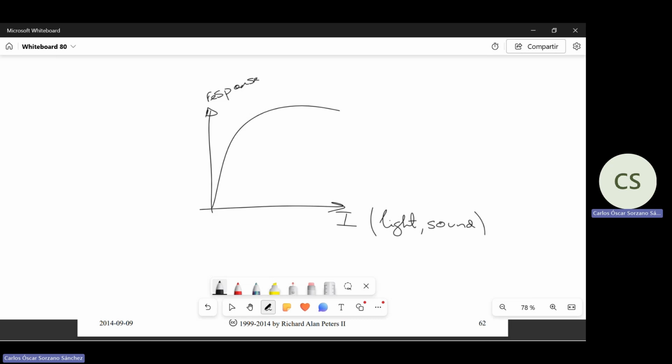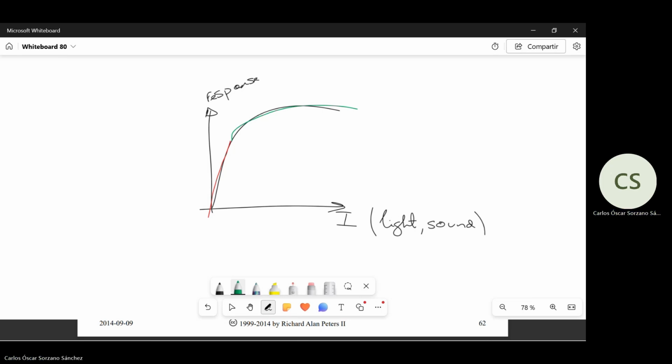So in some region it behaves pretty linearly. So all this is almost linear. So if you double the intensity, your response is double. But at some point it saturates. So at some point it cannot respond faster than it is responding.